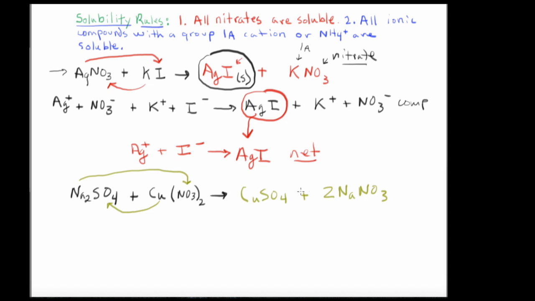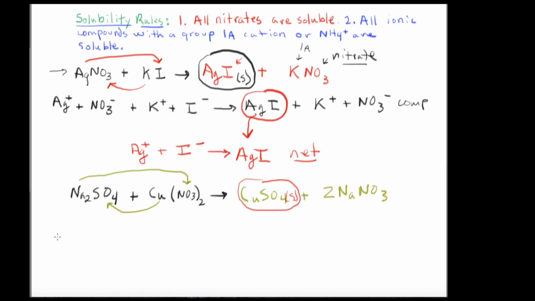Step number 2, again, is to analyze the 2 products. The copper is not out of group 1A, and sulfate is definitely not nitrate. So this is the solid. And I'll just circle it.